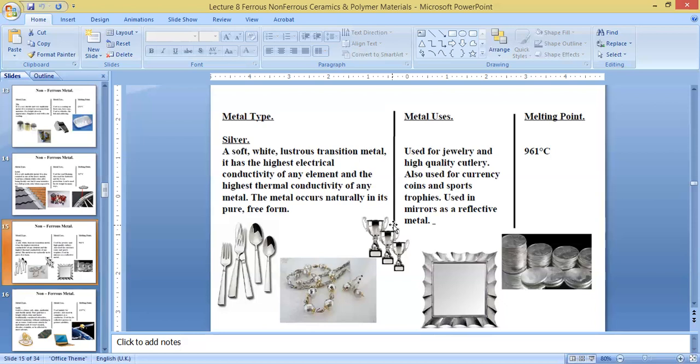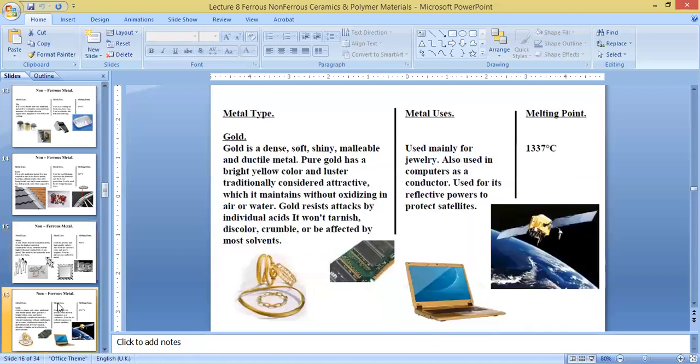It's used in mirrors as a reflective metal. Also, I'm not sure about mirrors today, but those are generally its uses. Gold.